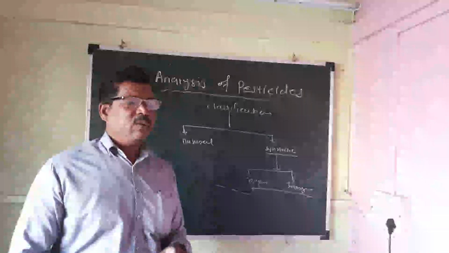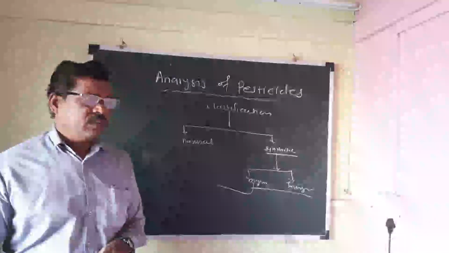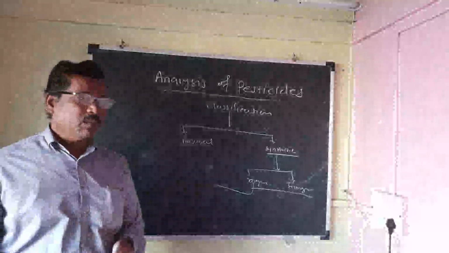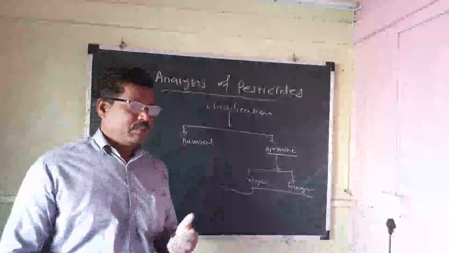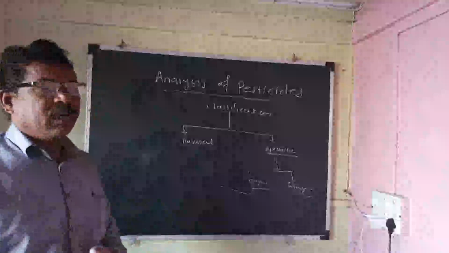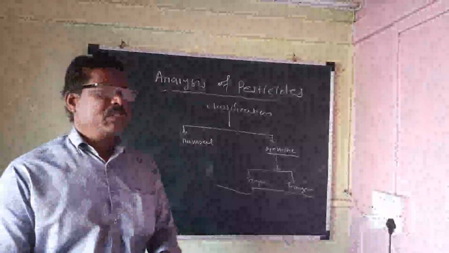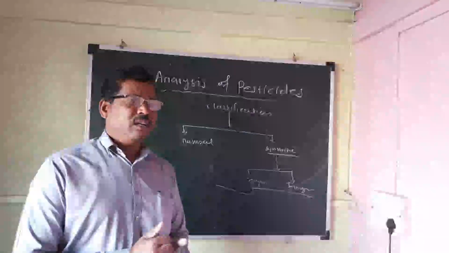These are the pesticides which are used for various purposes, and therefore the analysis of pesticides, at micro level or macro level, is very important. There are various functional types of pesticides. One of them is the chlorinated pesticides.